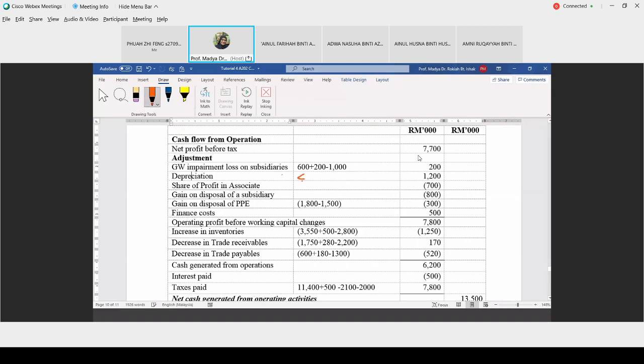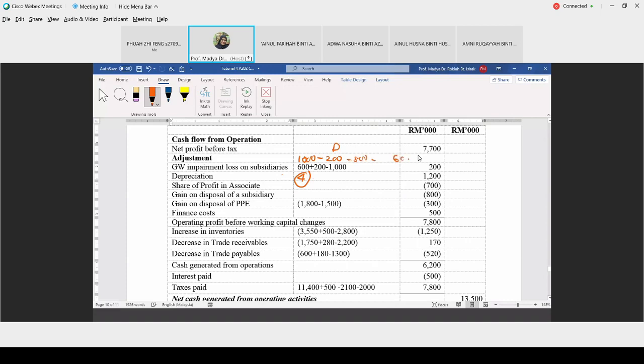So the goodwill amount in the beginning balance is 1,000, actually 1 million. Then we minus 200, which is the one that we dispose. So we're going to have a balance of 800. Compared with the ending balance here of 600, there is a reduction of 200. So 200 becomes the impairment of goodwill.